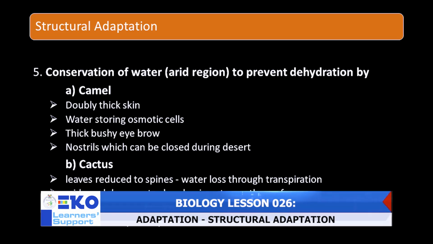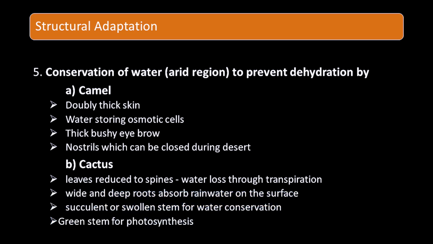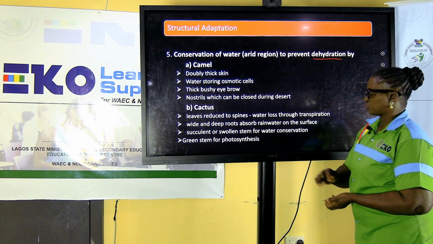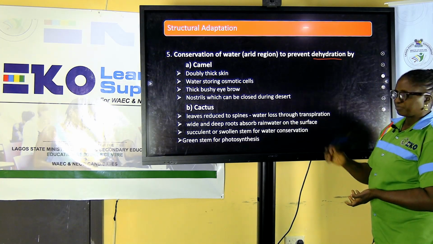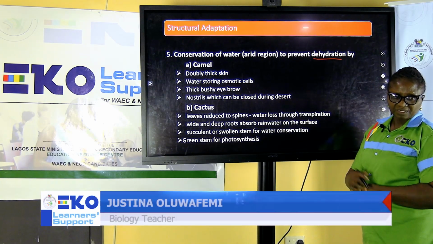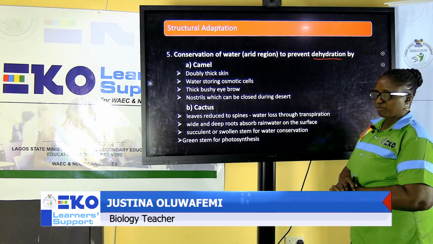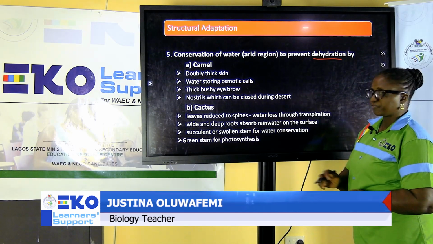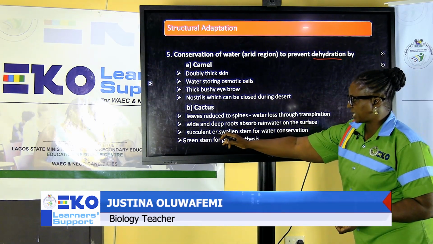What about a cactus? Cactus as a plant has so many features that are of interest. One, their leaves are reduced to spines, like hair-like structures. What does it do? It regulates water loss through transpiration. Another important feature possessed by cactus, they have wide and deep roots. What is that one for? For absorption of water, because they live in areas where they don't have constant water supply. Rainfall is very low.